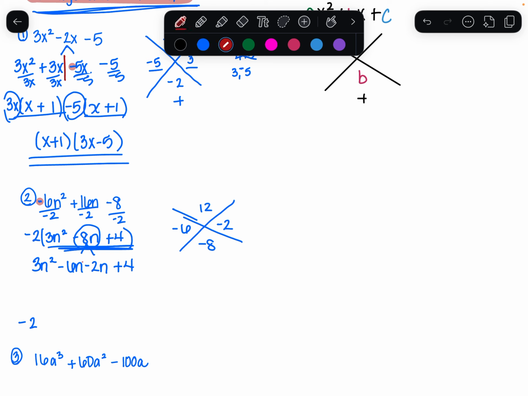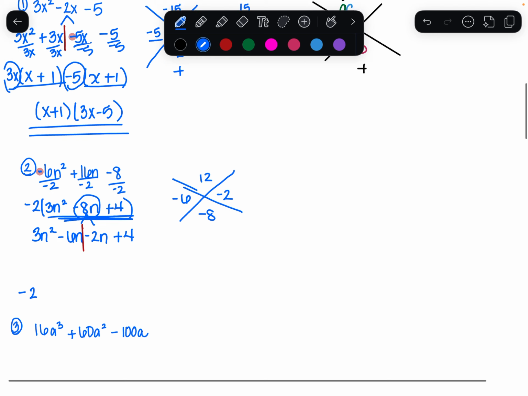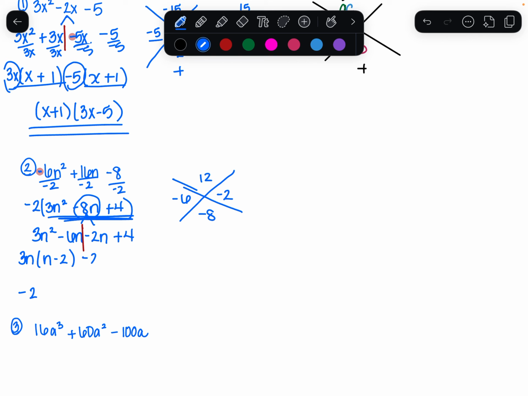Go ahead and split it into two groups and factor out the greatest common factor from each group. So the 3n is what we're going to factor out, and that's going to be n minus 2 that's left. And then factor out a negative 2, n minus 2. And so our final answer, again, that negative 2 came from the very first step. So the common factor is n minus 2, and then on the outside, we have 3n minus 2.